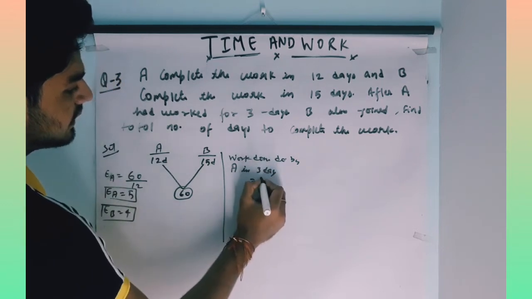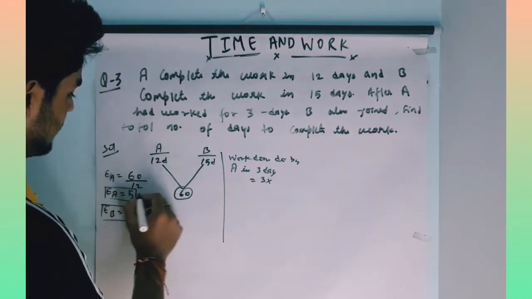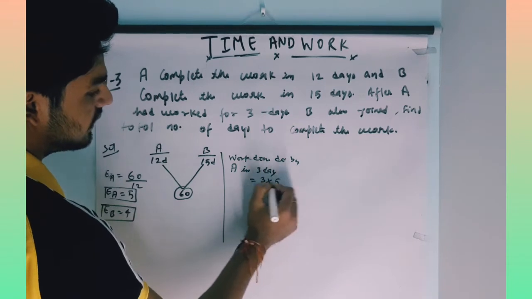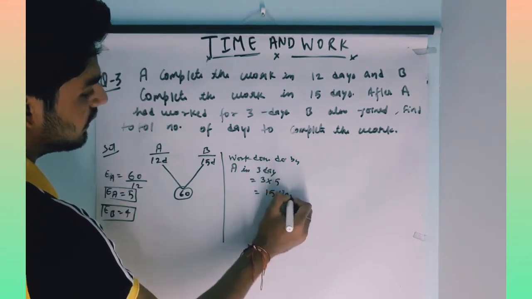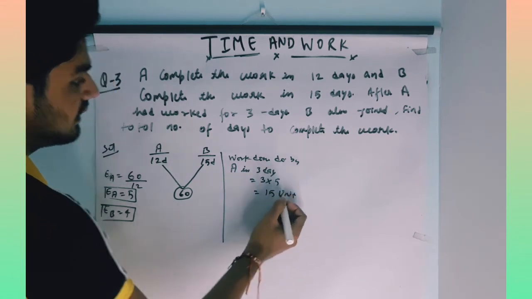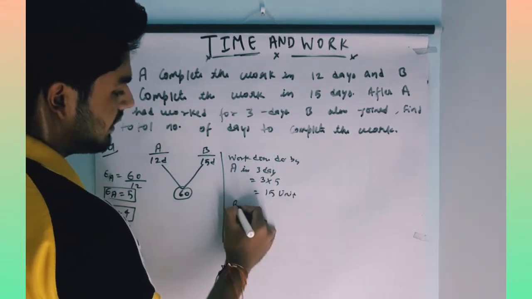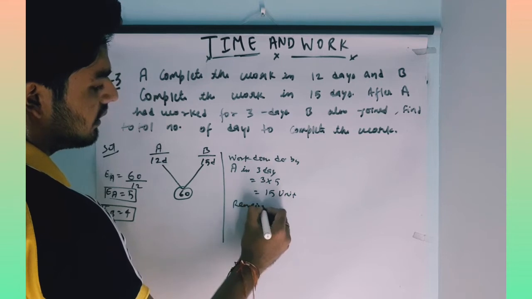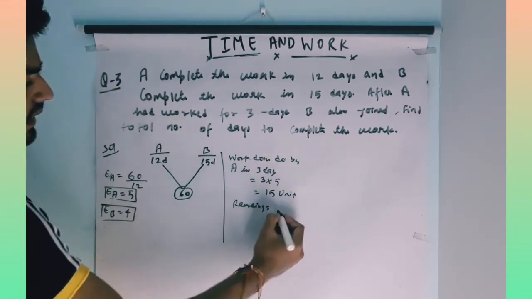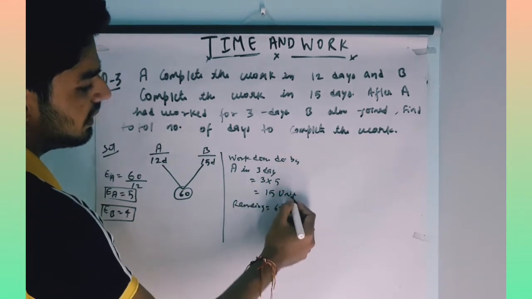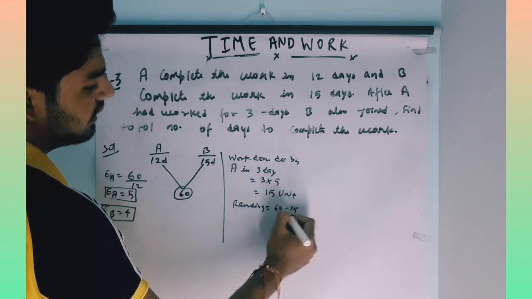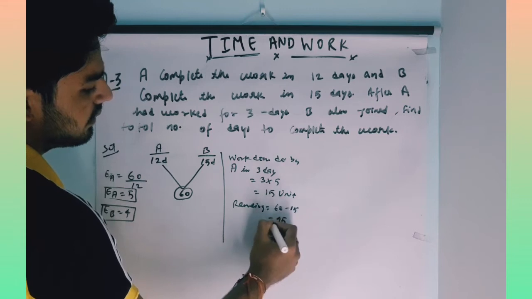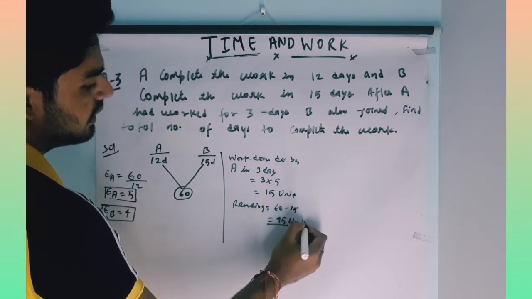We get 3 days multiplied by the efficiency of A. So A can do 15 units of work in 3 days. Now the remaining work: total work is 60, and 15 is completed by A in 3 days. So the remaining work is 60 minus 15, which gives 45 units of work.